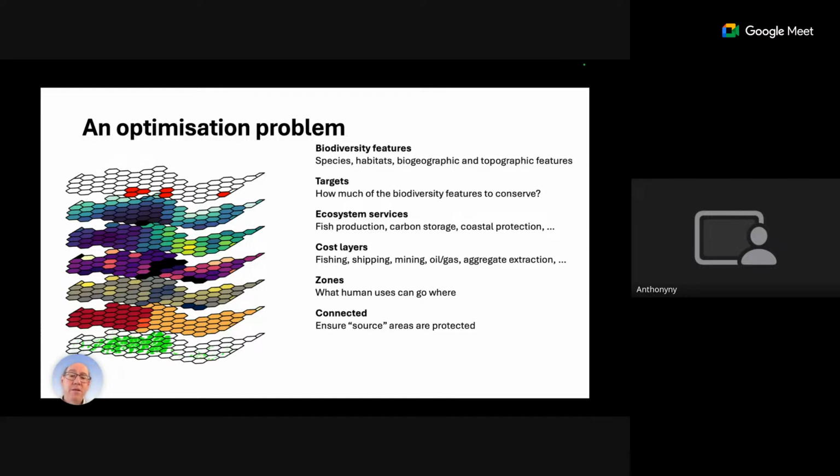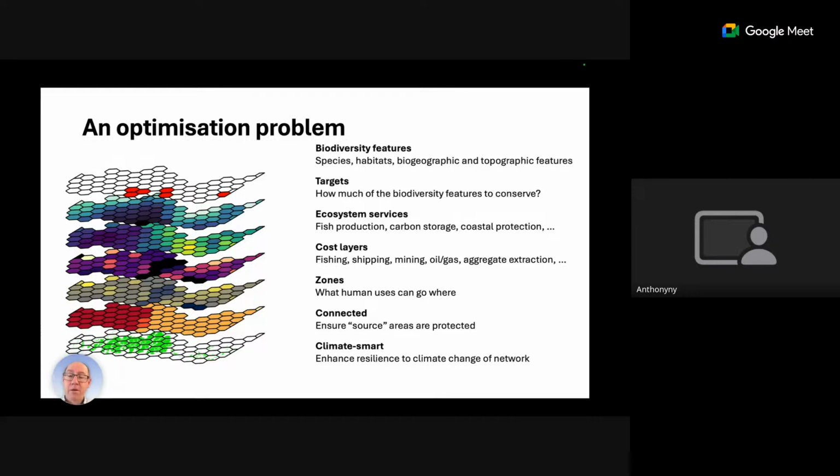Need to be connected. So coral reefs need to be connected with each other because they spawn larvae which float in the ocean. And so you find source areas. So maybe one particular coral reef supports a whole host of surrounding reefs. And so we can include that in our marine spatial plans. Climate smart.